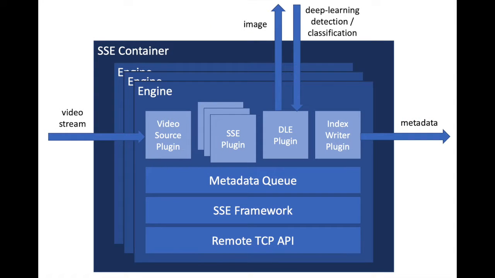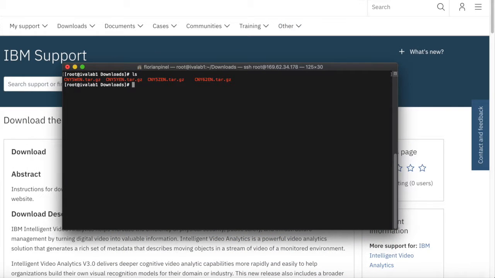The SSE is bundled as a Docker container that contains one or more engines, and each engine consumes a video stream, runs it through a sequence of plugins, and produces metadata. To get started, you'll need a machine with Red Hat Enterprise Linux Server 7.5 or newer, and the SSE installation archive. Please note that there are different installation archives for Power and x86 servers.